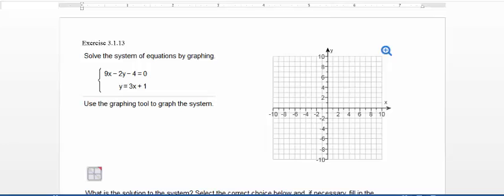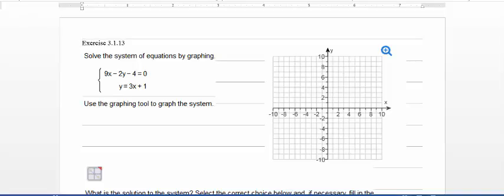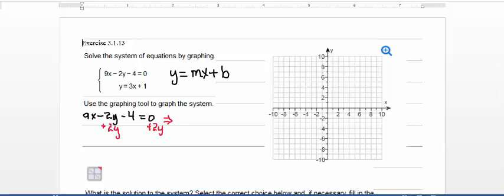All right, let's look at graphing this system of linear equations. So let's start by graphing the first equation, 9x minus 2y minus 4 equals 0. Let's do that by getting this in the slope-intercept form, y equals mx plus b. So we need to isolate y on one side of the equation. We're going to do that by adding 2y to both sides of the equation.